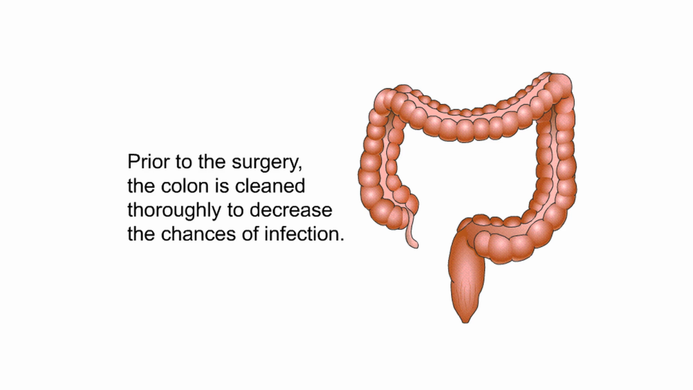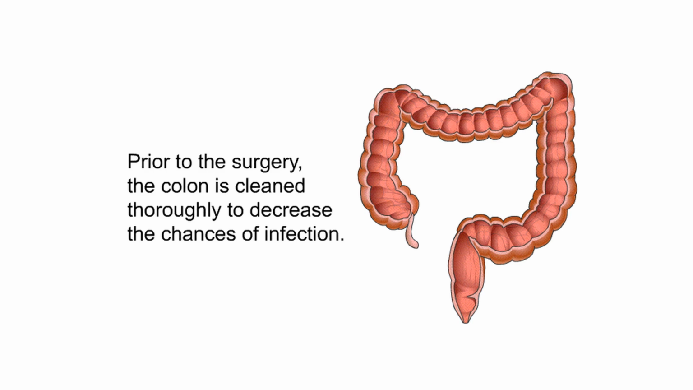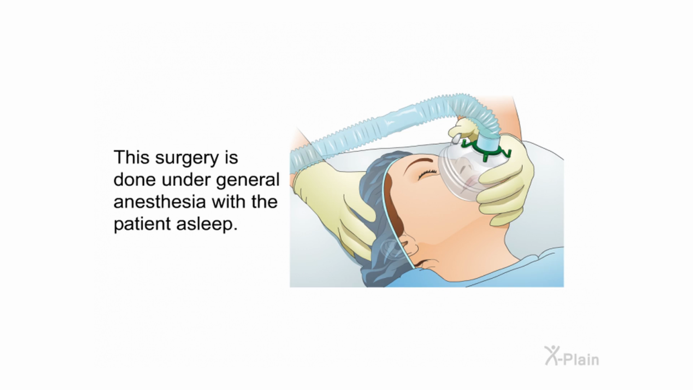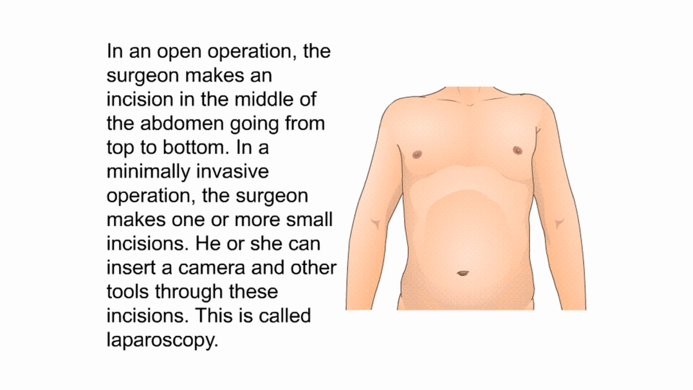Surgical treatment. Prior to the surgery, the colon is cleaned thoroughly to decrease the chances of infection. This is done using very strong laxatives and enemas or by the patient drinking a gallon of a special liquid the night before surgery to flush out the colon. This surgery is done under general anesthesia with the patient asleep. In an open operation, the surgeon makes an incision in the middle of the abdomen going from top to bottom. In a minimally invasive operation, the surgeon makes one or more small incisions. He or she can insert a camera and other tools through these incisions. This is called laparoscopy.